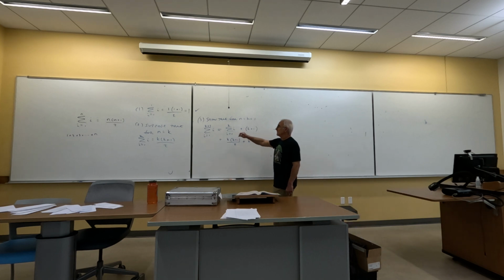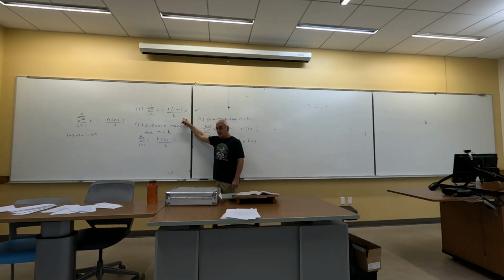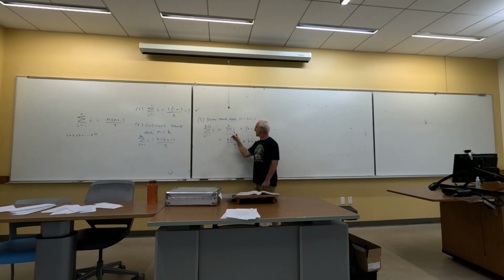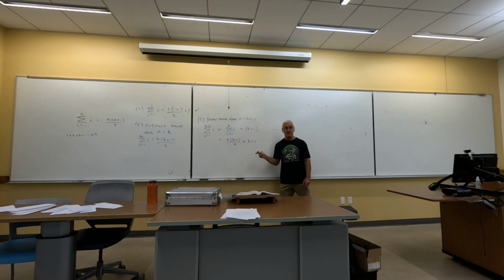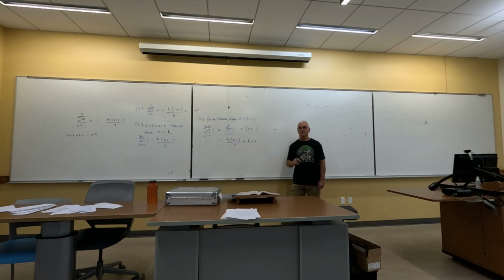Okay? I proved it's true for the first case. I assume it's true in general for any arbitrary value of k. Now, I'm assuming that that is true, so I can replace that sum with that quantity. But the sum of the first k plus 1 is the sum of the first k plus the k plus 1 term. Now let's manipulate this algebraically. Is there an easy way to do that?